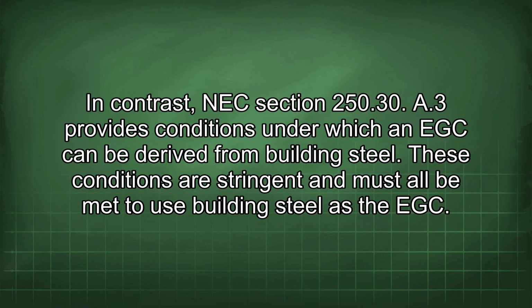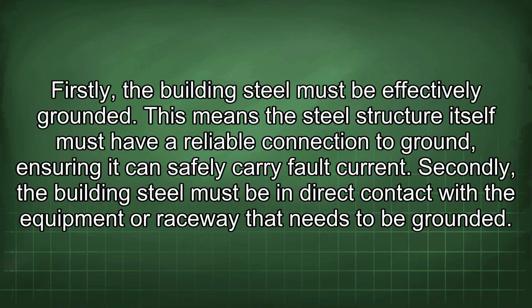In contrast, NEC section 250.30(A)(3) provides conditions under which an EGC can be derived from building steel. These conditions are stringent and must all be met to use building steel as the EGC. Firstly, the building steel must be effectively grounded. This means the steel structure itself must have a reliable connection to ground, ensuring it can safely carry fault current.